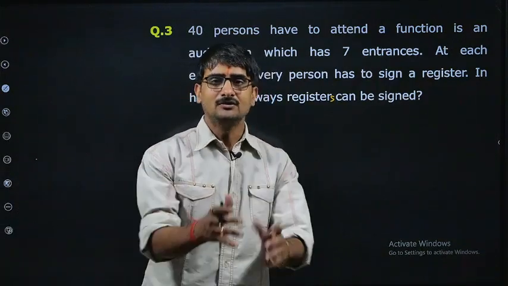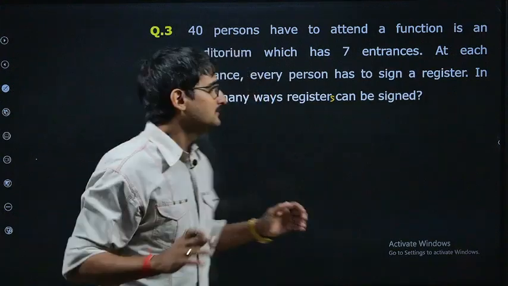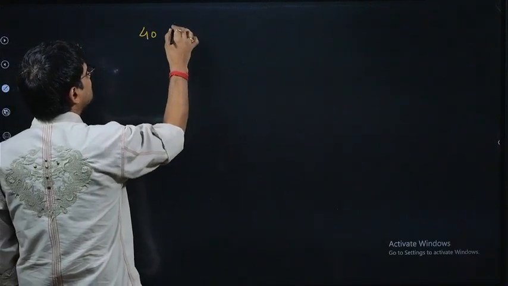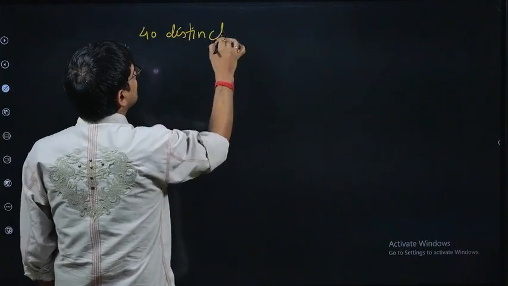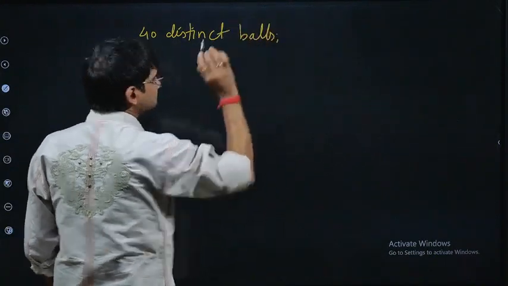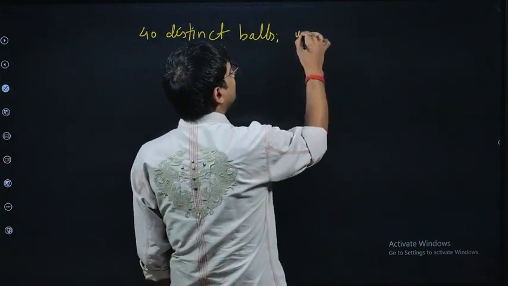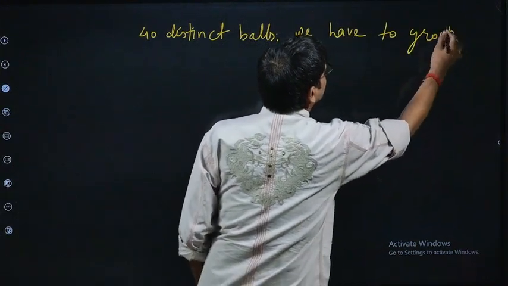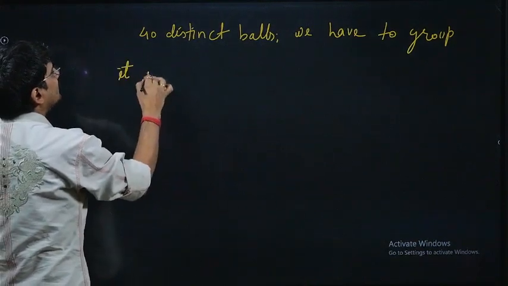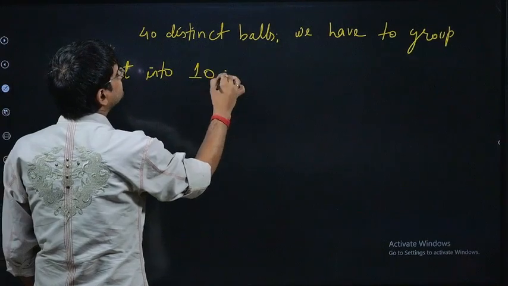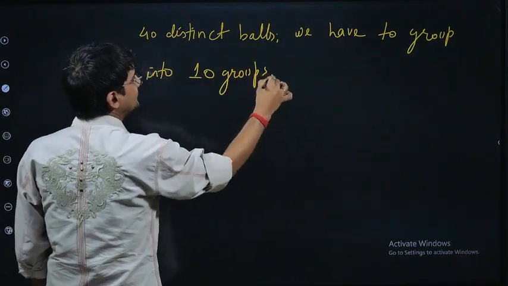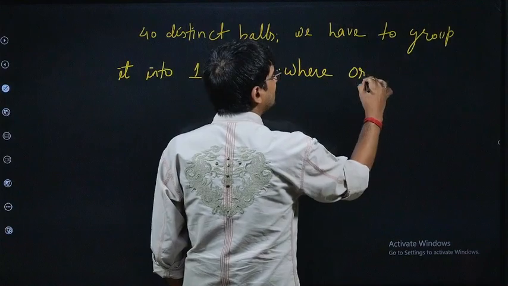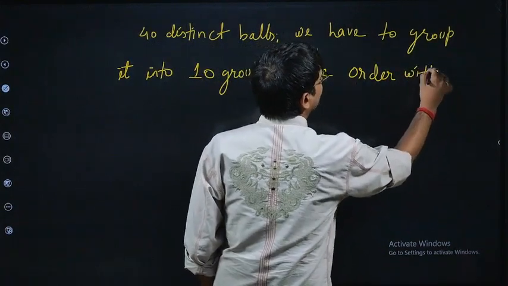Now, from where did I get the idea to frame this question? The idea is, if I ask you that there are, let's say, 40 distinct balls, and we have to group them into 10 groups, where order of grouping is important. That's one important thing, where order within the group is important.